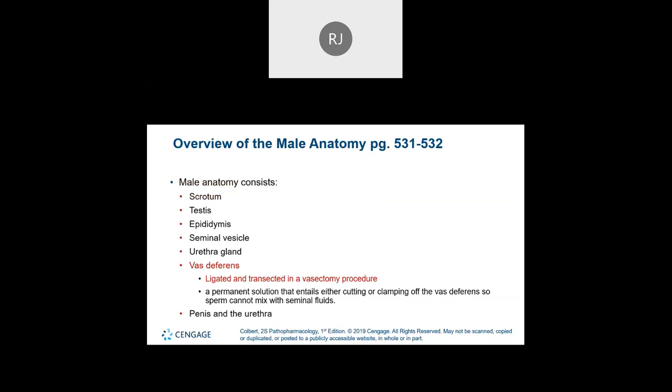On page 531 to 532, it talks about the male anatomy. And the one that we want to focus in on is the vas deferens, which is ligated and transected in the vasectomy process, which is a permanent solution that entails either cutting or clamping off the vas deferens so sperm cannot mix with seminal fluids.